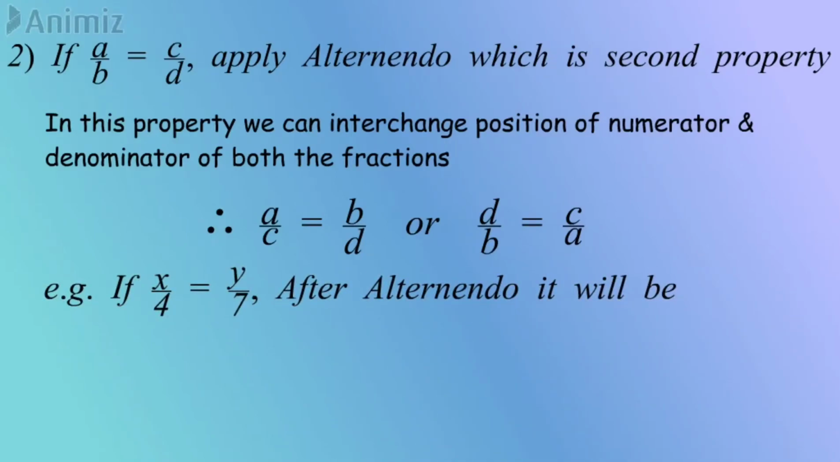So I have written the example also. If x by 4 equal to y by 7, when you apply alternando, what will it be? Either x by y equal to 4 by 7, or 7 by 4 equal to y by x.